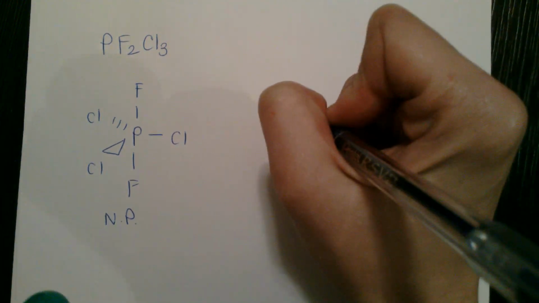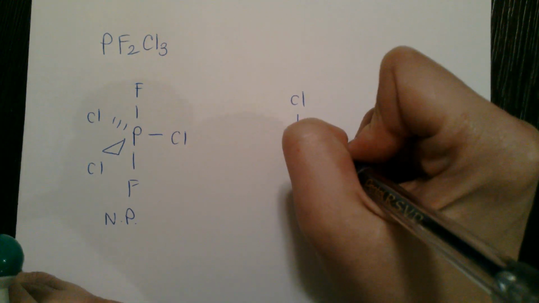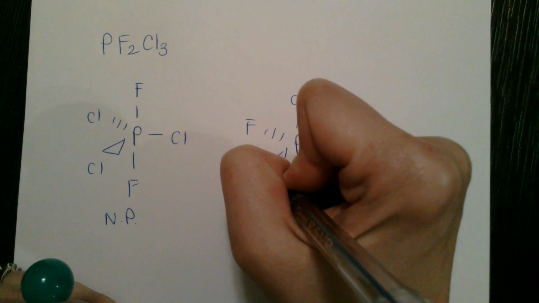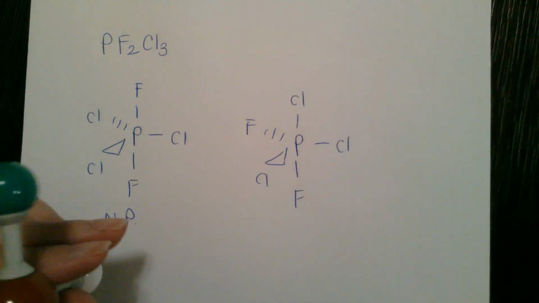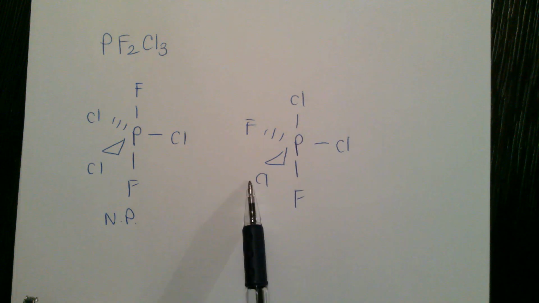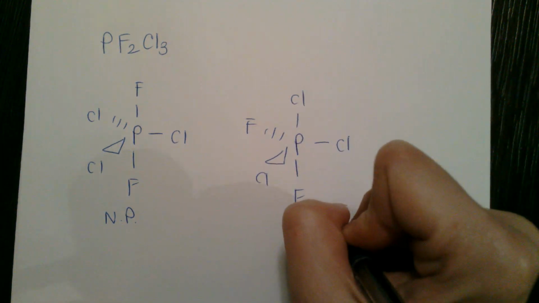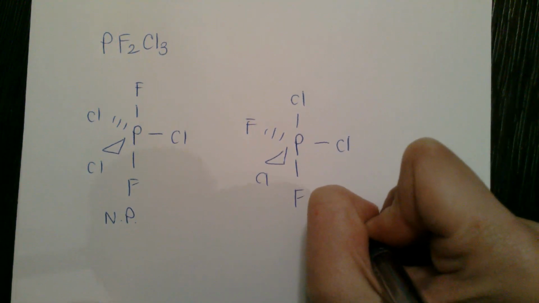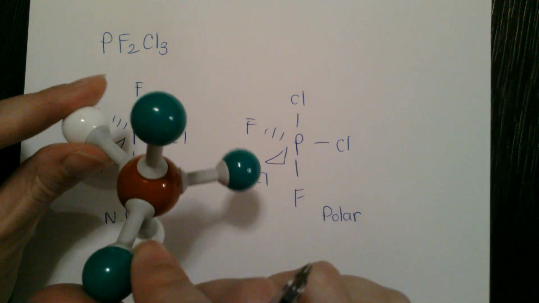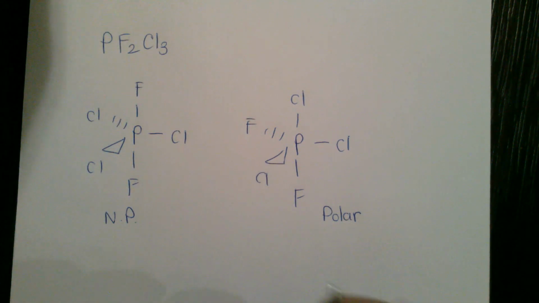So in this isomer, where I don't have them equal and opposite, where I have different atoms in the plane and different axial ones, this version of this molecule is polar. So we have different ways we can arrange atoms to get polar and non-polar.